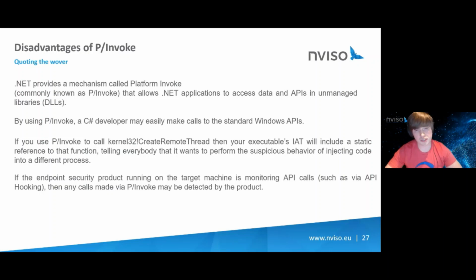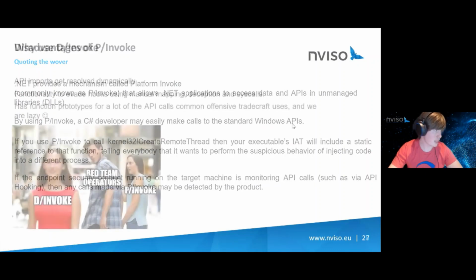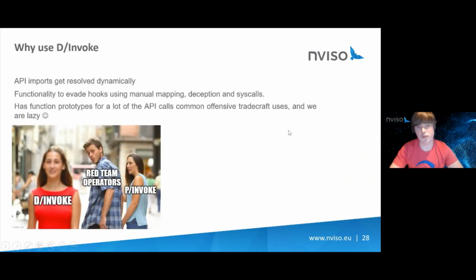In addition to this downside, there is another one. If the endpoint security product running on the target machine is monitoring for API calls, which is what I demonstrated with my demo EDR, then any calls made using PInvoke may be detected by the product. This is a downside of PInvoke, and this is why DInvoke saw the light.